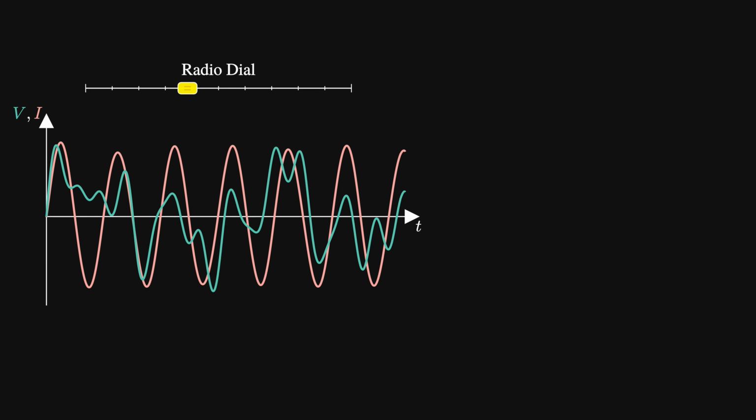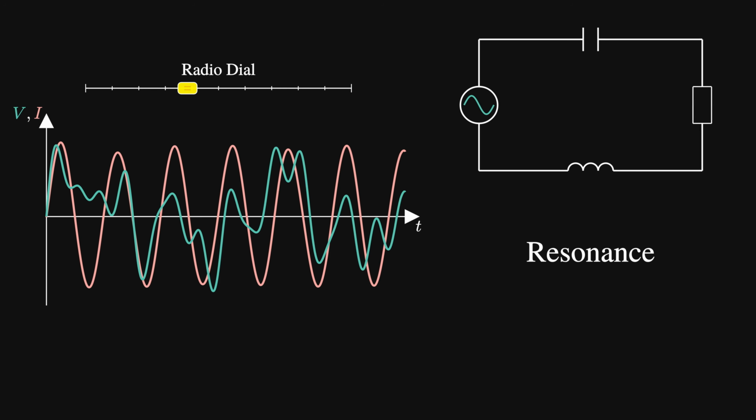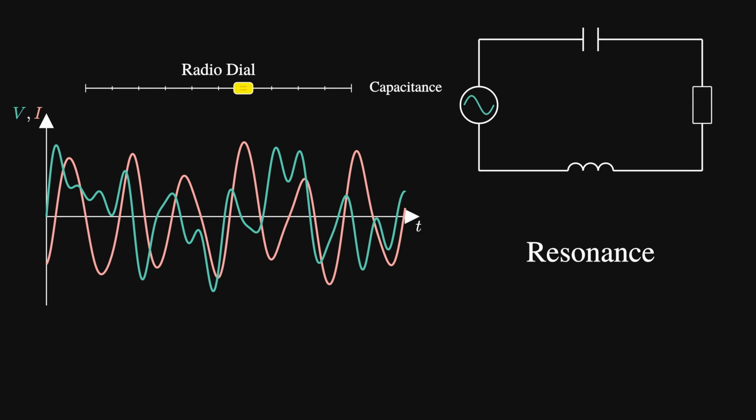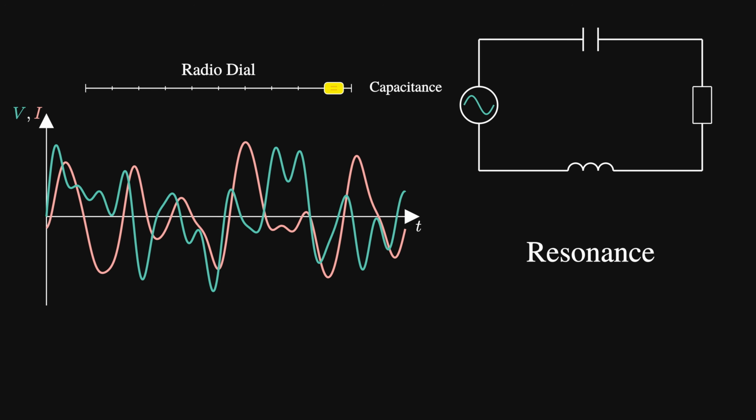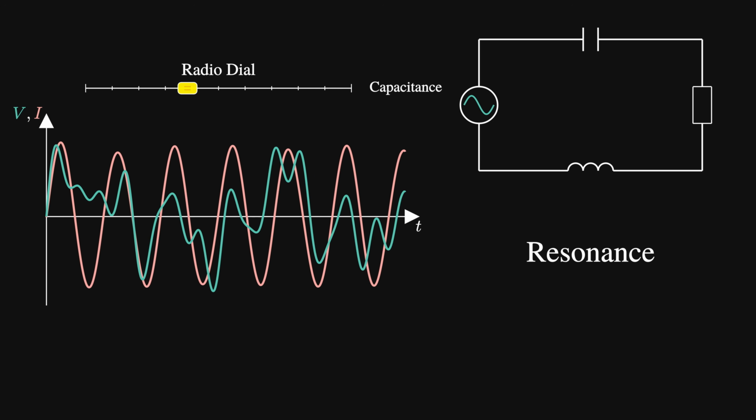The answer lies in a phenomenon called resonance. Inside the radio is an RLC circuit, and the dial adjusts a capacitor in that circuit. By changing the capacitance, the circuit responds strongly to one particular frequency, while the others are suppressed.